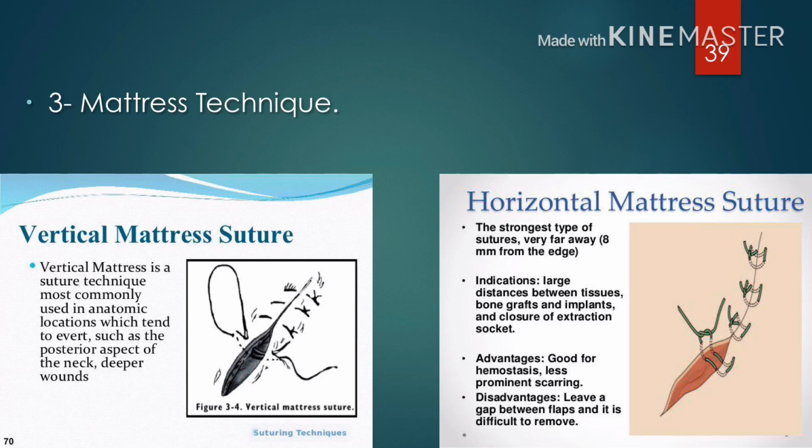The vertical matrix technique is indicated where the wound tends to evert. Evert means the flap folds outward or inward, especially in the neck area.